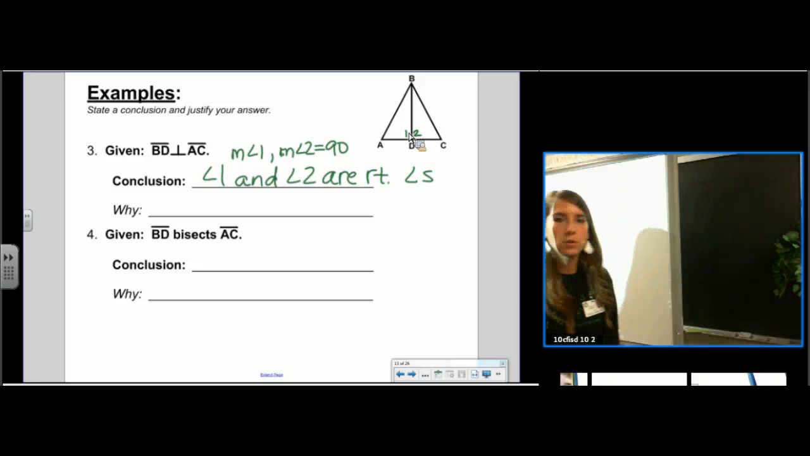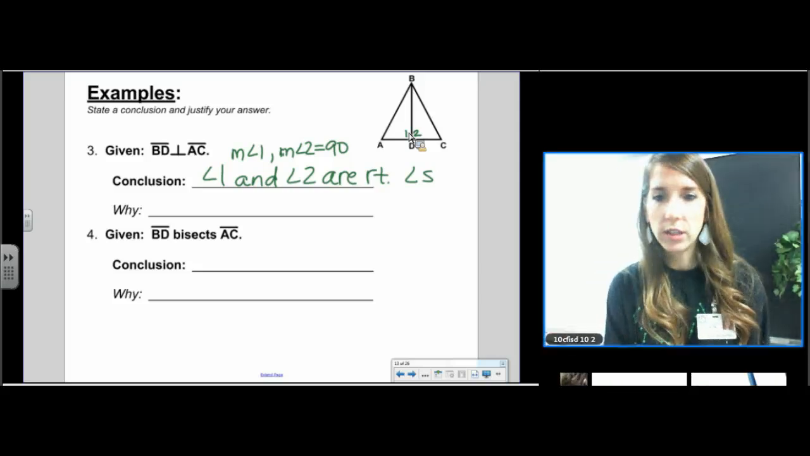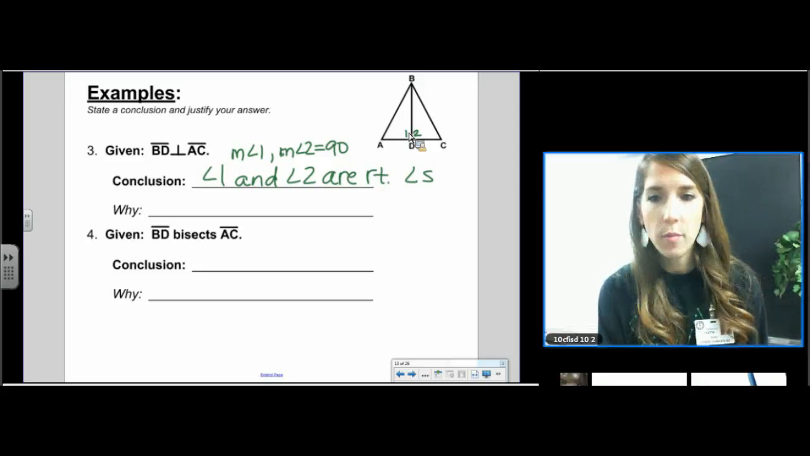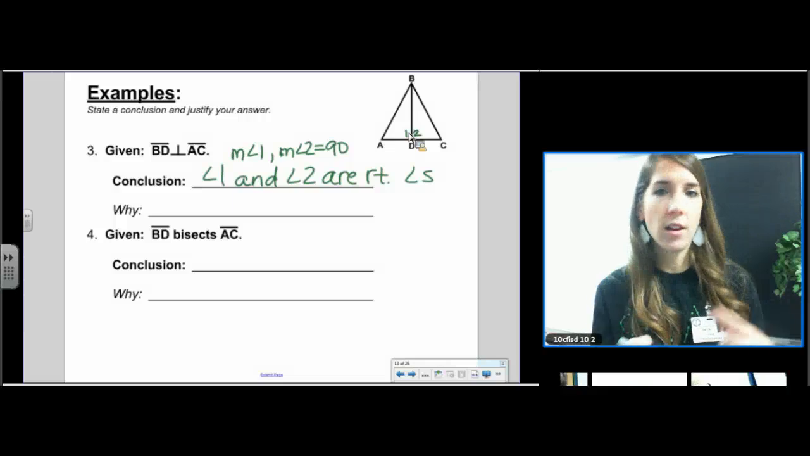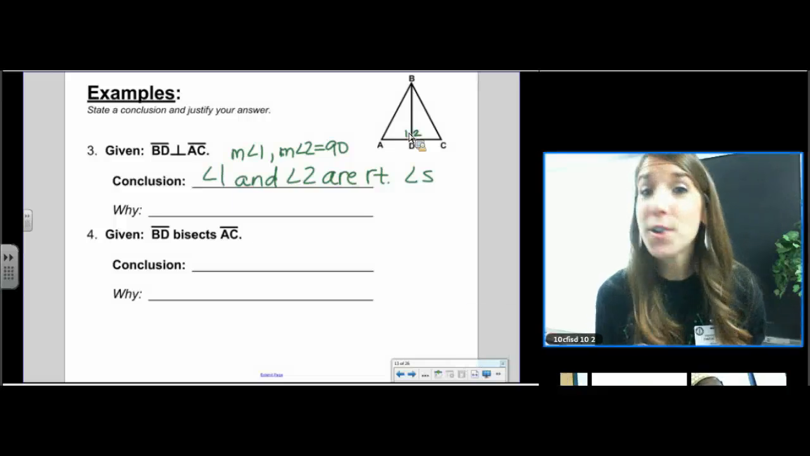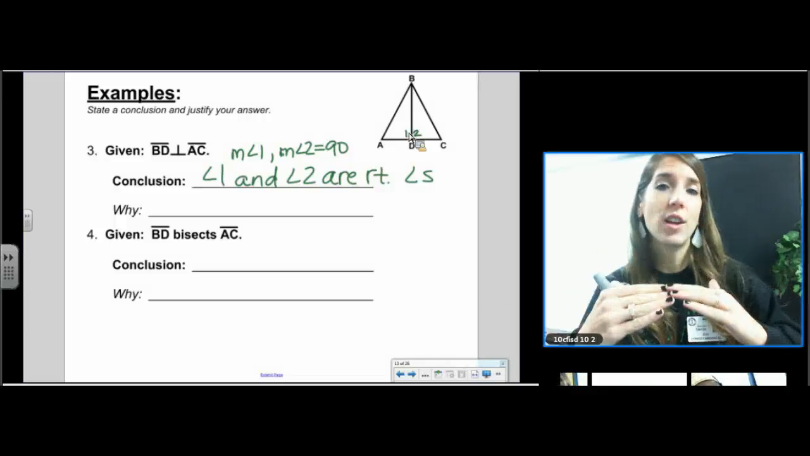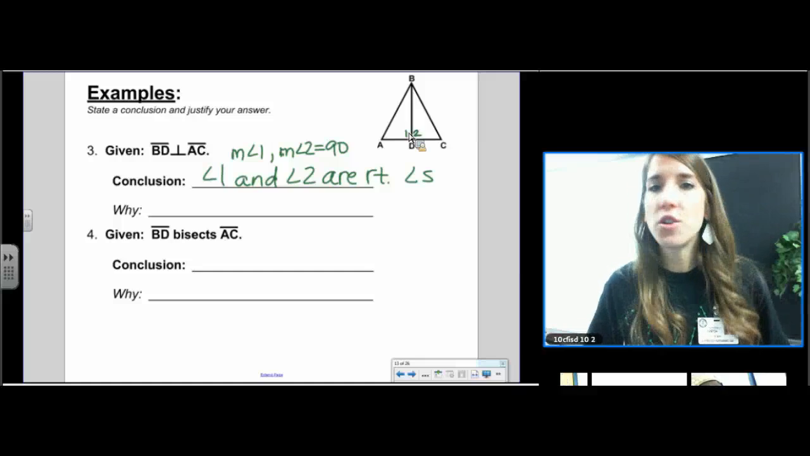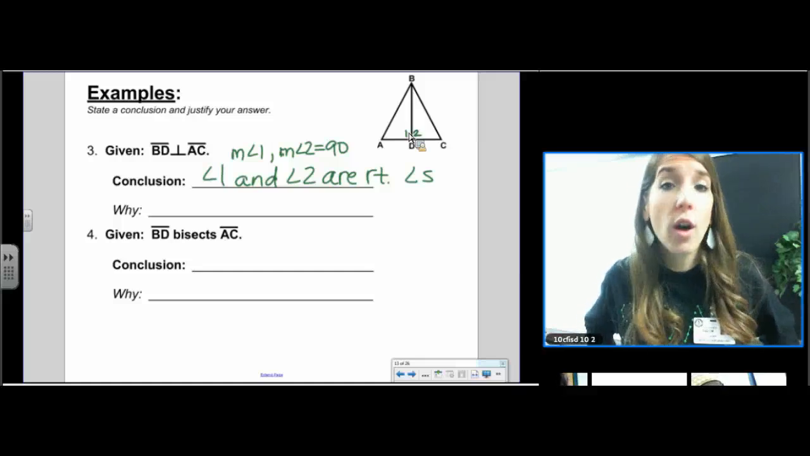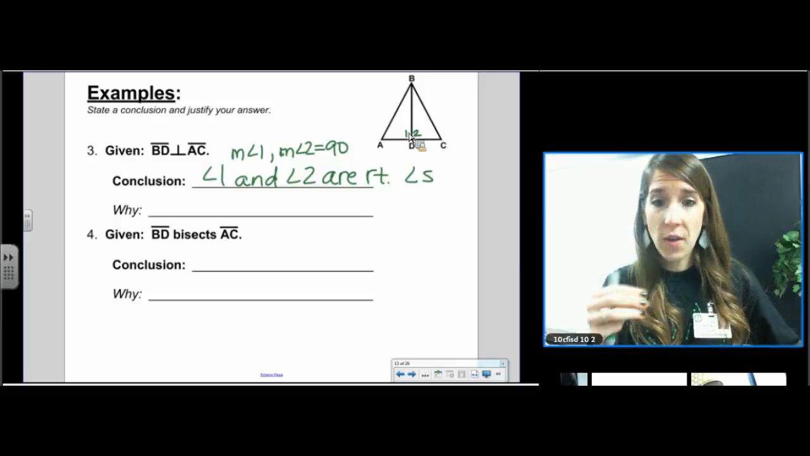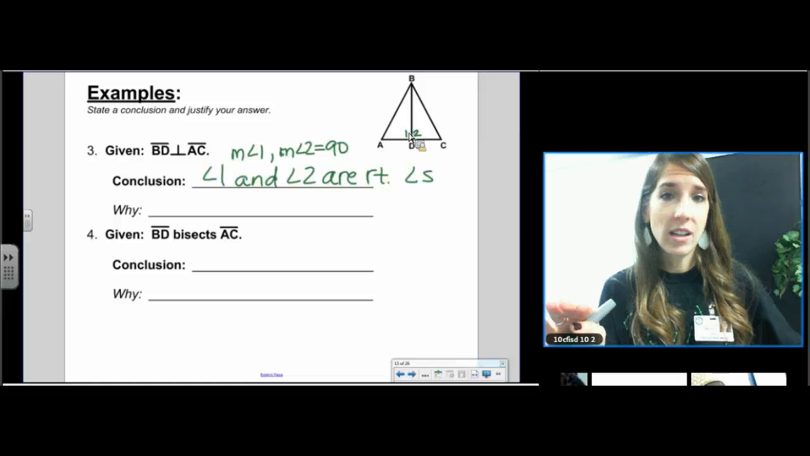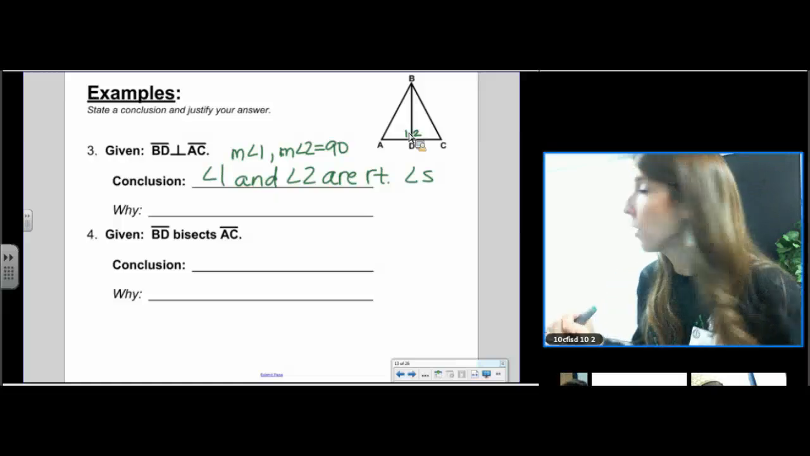Here's where I need you to listen. You cannot put that angle 1 is congruent to angle 2. Perpendicular does not mean congruent. Now, are they congruent? Yes. But is that the conclusion that goes with perpendicular? No, that is not the conclusion that goes with perpendicular. So you can say that they're right angles, but you can't say that they're congruent yet. Why?